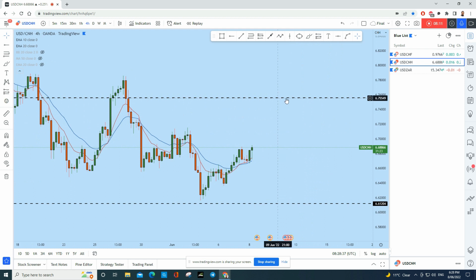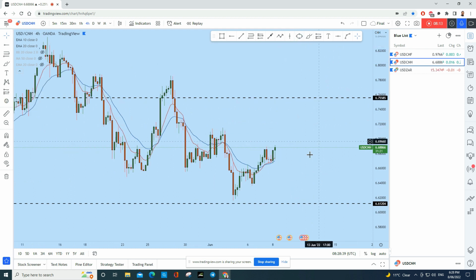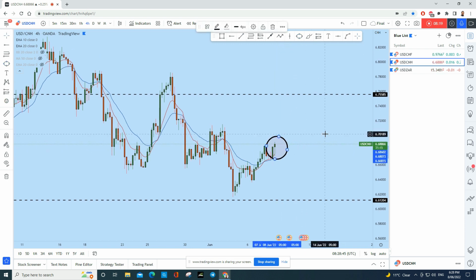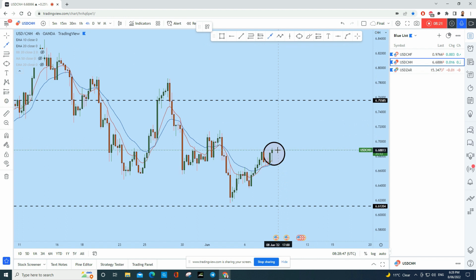push to the upside. We have a target here, and if this one closes as a doji the way we want to see according to the rules of our strategies, then we will consider going long on USD CNH with a high risk to reward ratio. Now this one is with USD CNH.